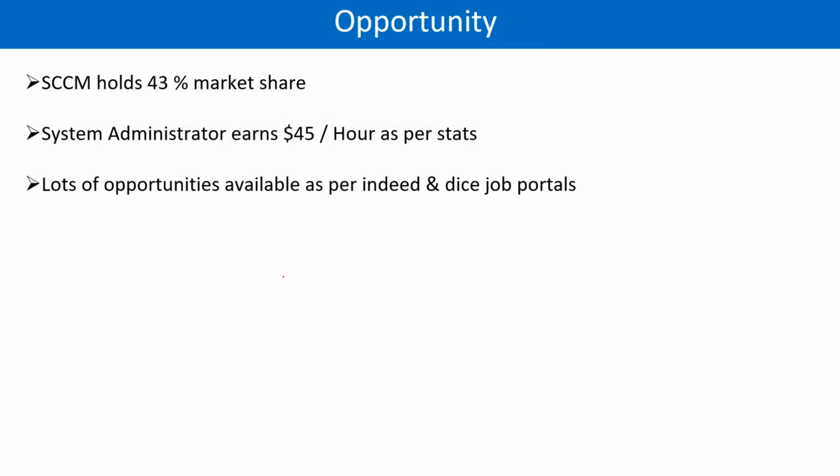Now, opportunities in SCCM. Since you are already working on SCCM, you should not have any problem. But if you are not working on SCCM, there are still a lot of chances, because SCCM holds 43% of market share. People working on the SCCM profile earn an average salary of $45 per hour in the US, Canada, Australia, and Europe. In Gulf countries it is less, but still better than India and other countries in Asia.